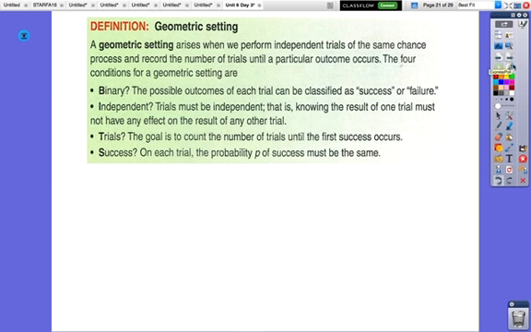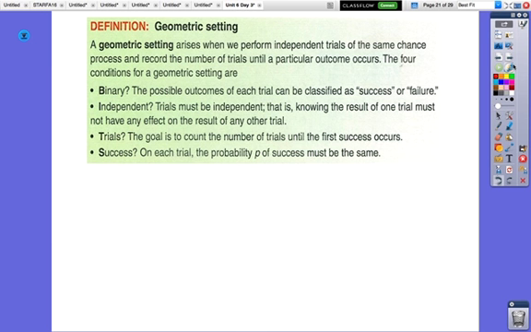A geometric setting arises when we perform independent trials of the same chance process and record the number of trials until a particular outcome occurs. This is just like what we were talking about with the birthday problem. The 4 conditions for a geometric setting are: binary, so the possible outcomes for each trial must be classified as success or failure, which we've been doing.